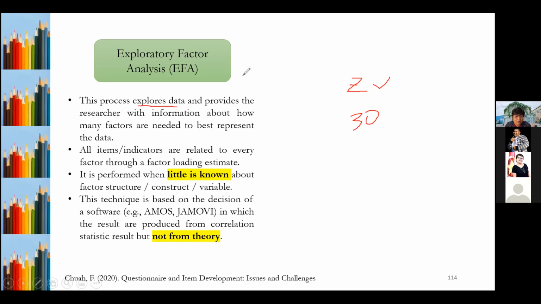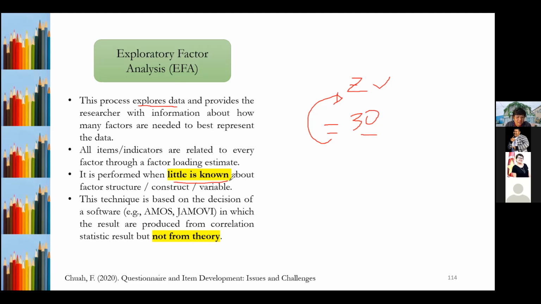In exploratory factor analysis, we will be exploring all these 30 items to find out which items really measure the construct Z. That's the reason we call it exploratory factor analysis. In EFA, all items or indicators are related to every factor through a factor loading estimate. It means these 30 items you put as indicators of construct Z are all related. And EFA is performed when little is known about the factor structure, construct, or variable.